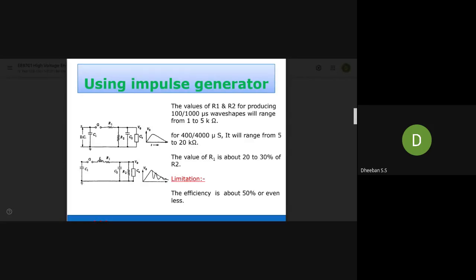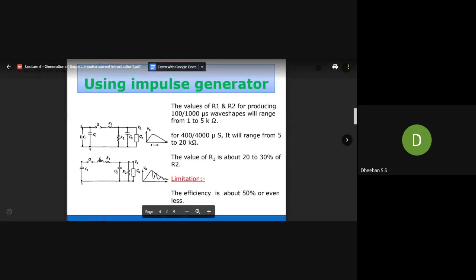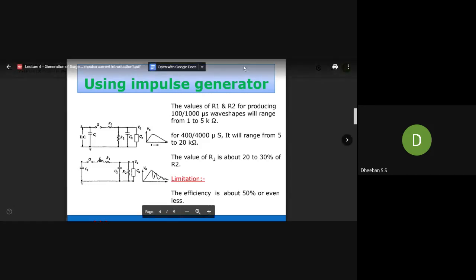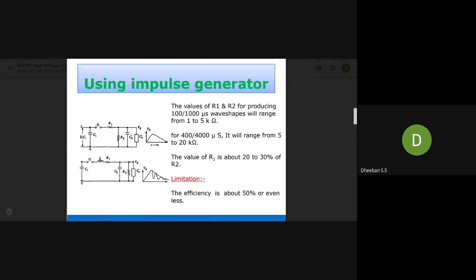As I said, this depends upon your time constant tau. The time constant tau is directly proportional to your R and C values. So here they are increasing the value of resistance. A small modification is made here: R2 they are bringing inside, so the position is varied for the switching surge circuit.